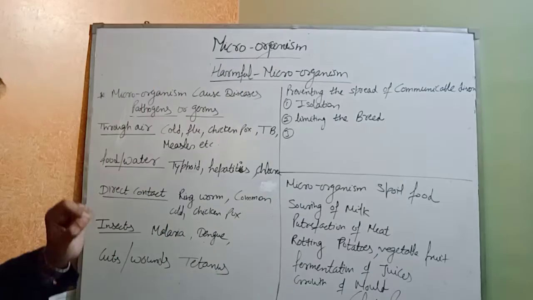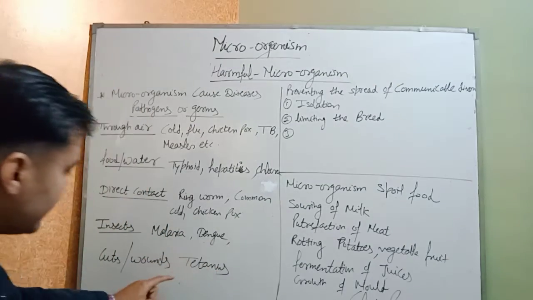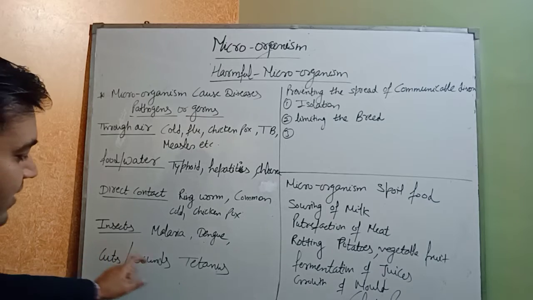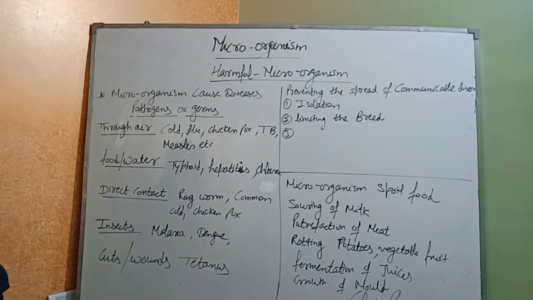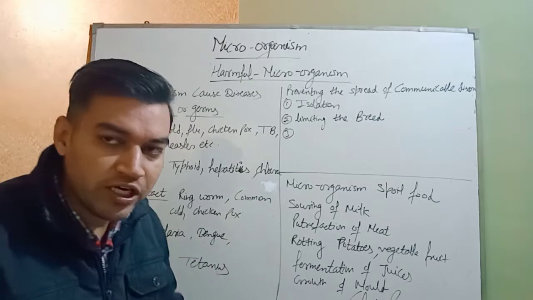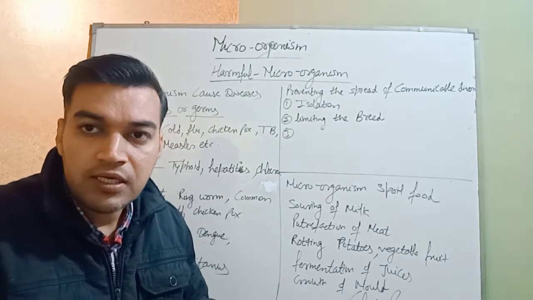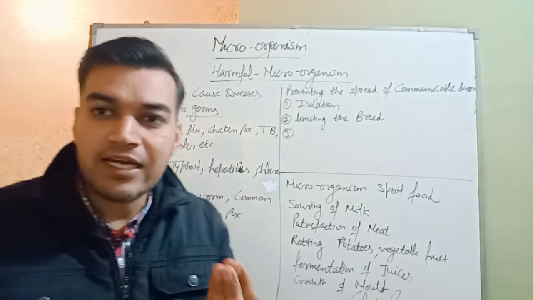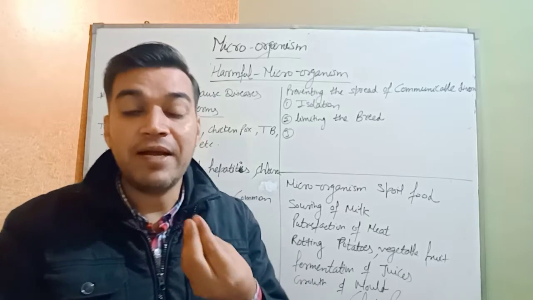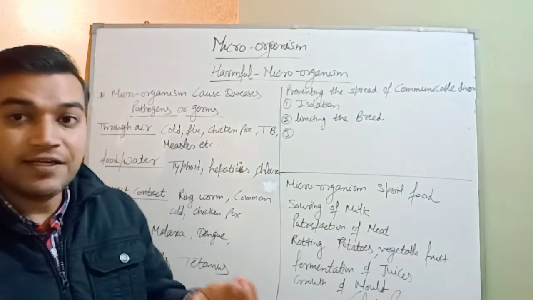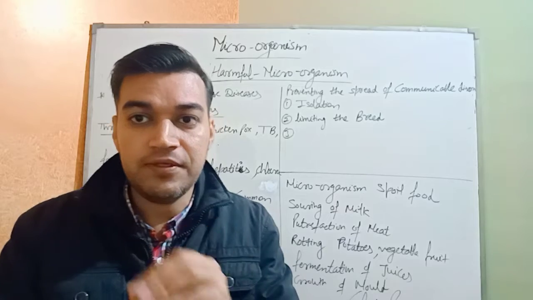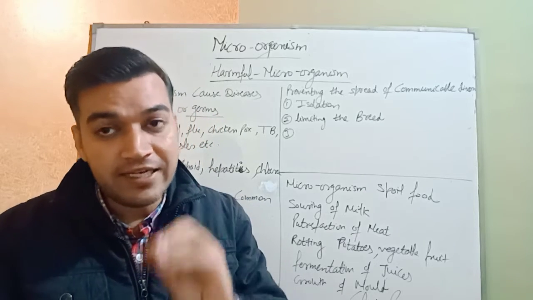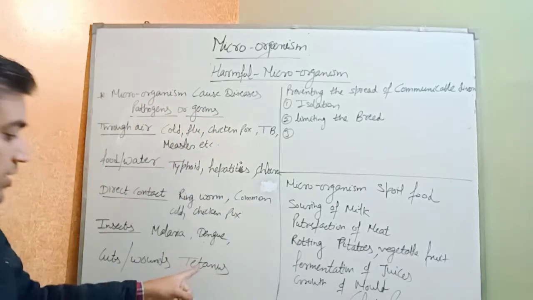Okay. Tetanus is a disease that spreads through cuts and wounds. When a healthy person gets injured in a field, there might be chances that soil particles containing bacteria that cause tetanus enter that body, and if they enter, it creates a disease called tetanus.